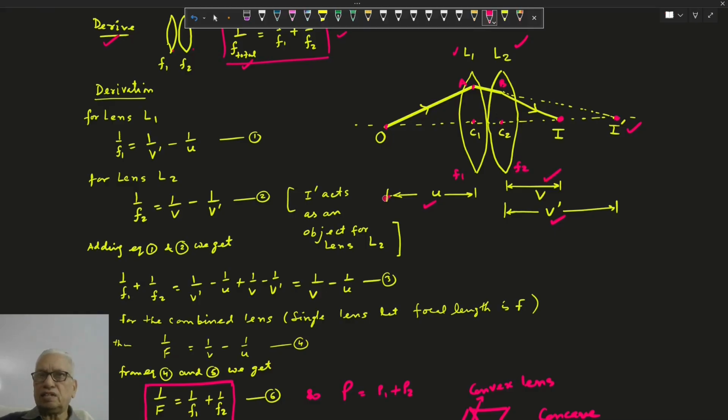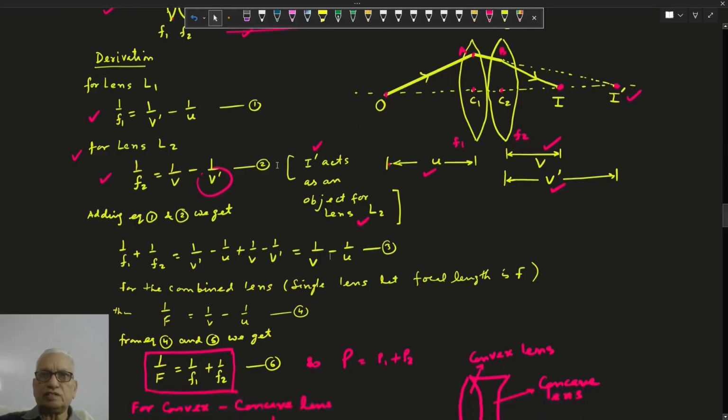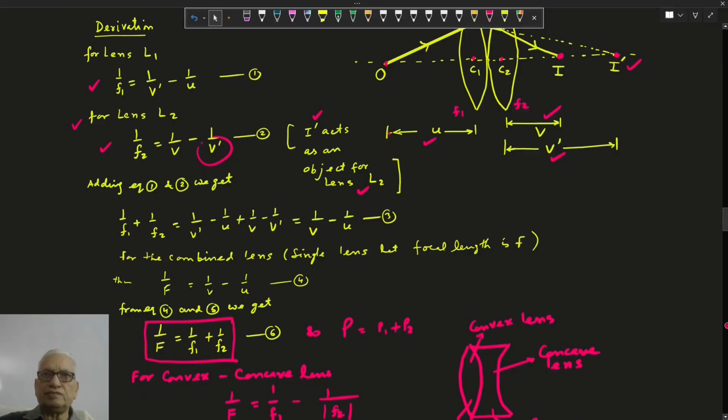For lens L1, we know the formula 1 upon F1 is equal to 1 upon V dash minus 1 upon U. V dash is the distance of the intermediate image. For lens 2, this V dash or I dash image is the object for the second lens. 1 upon F2 is equal to 1 upon V minus 1 upon V dash. We are taking V dash in place of U, as the I dash image acts like the object for the lens. From equations 1 and 2, if we add, 1 upon V dash will be cancelled out and it will be 1 upon V minus 1 upon U.